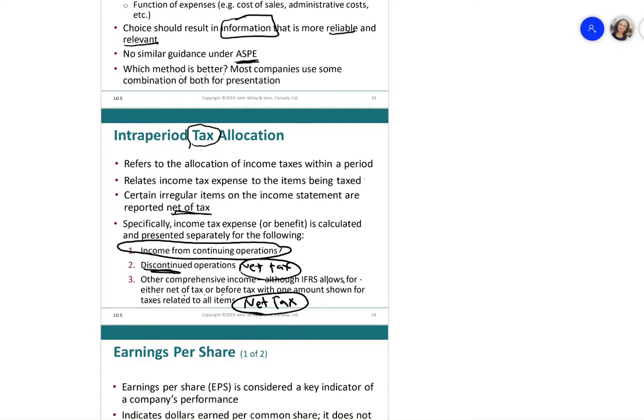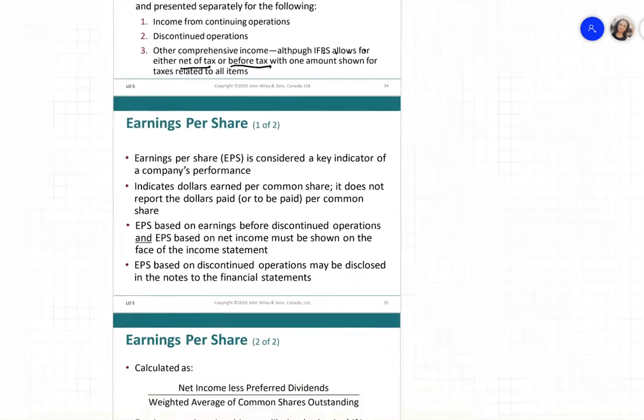But there's no regulation, there's no standard behind it. IFRS allows for either net of taxes or before taxes, with one amount shown for tax related to all the items. So they allow you either one. There's no one better than the other.